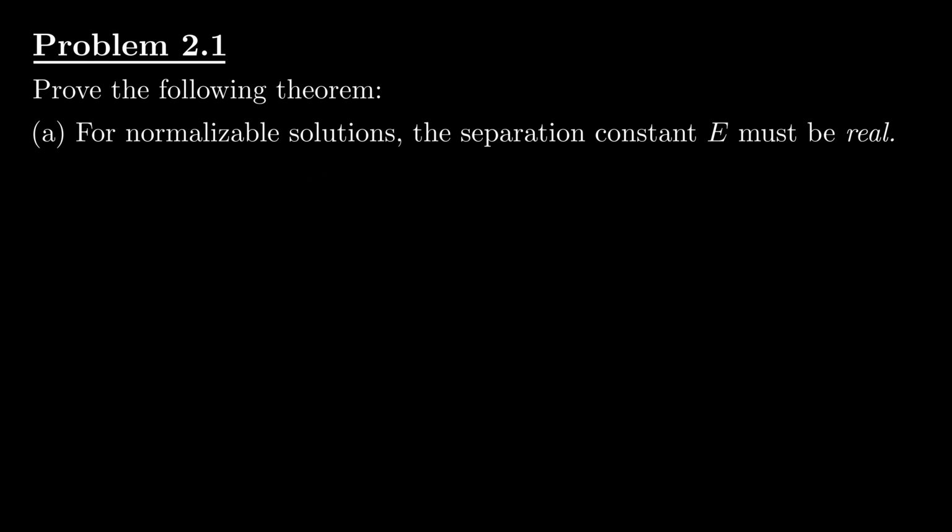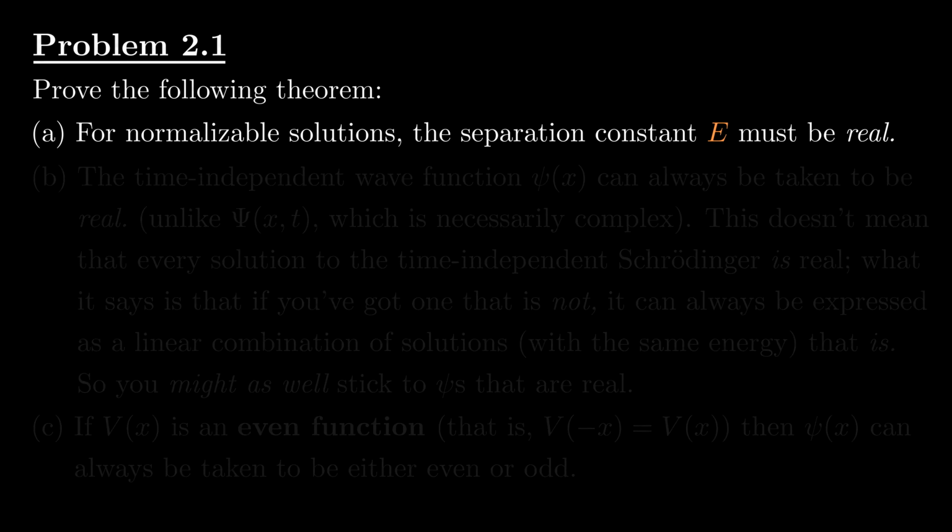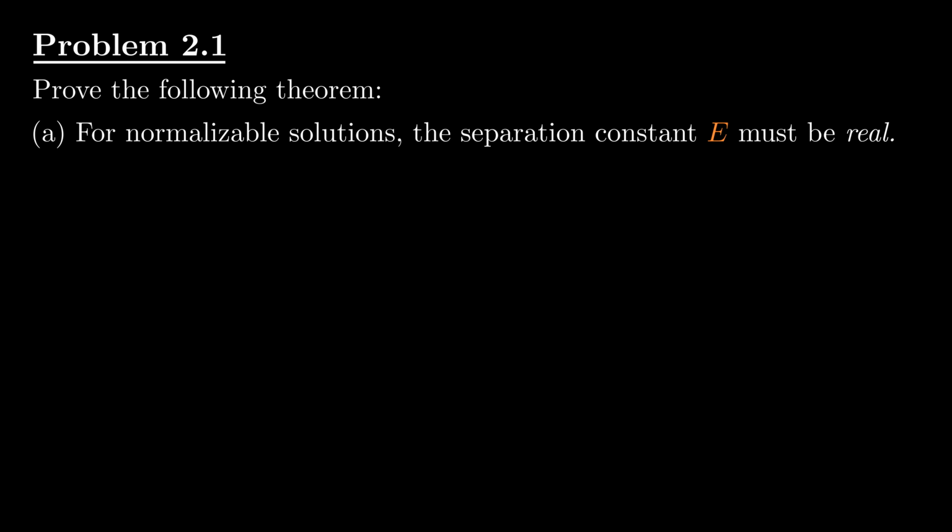Problem 2.1 is divided into 3 parts, and we'll go through them one by one, starting with the first. This part asks us to prove that for normalizable solutions, the separation constant E must be real. The problem also provides a useful hint to help us with the proof.